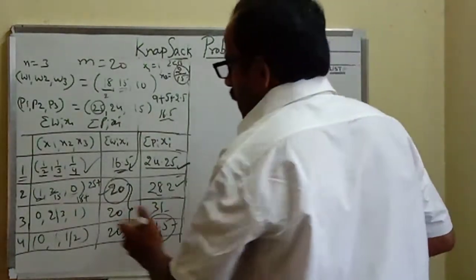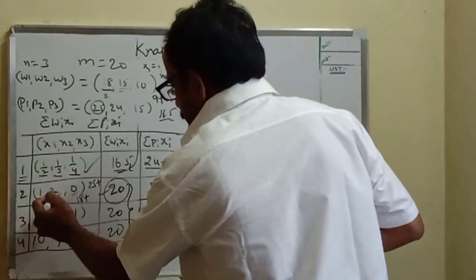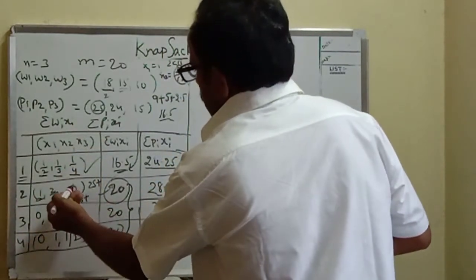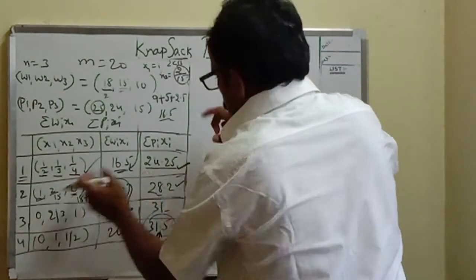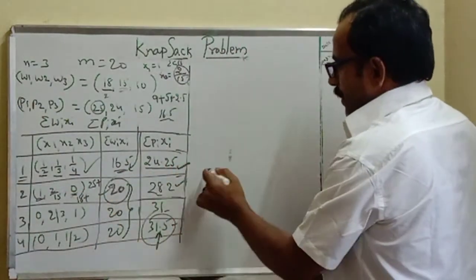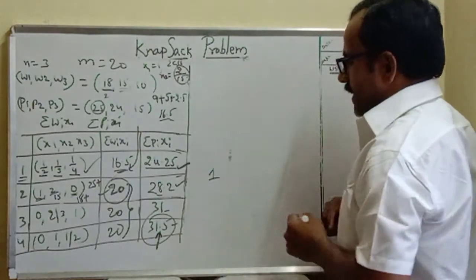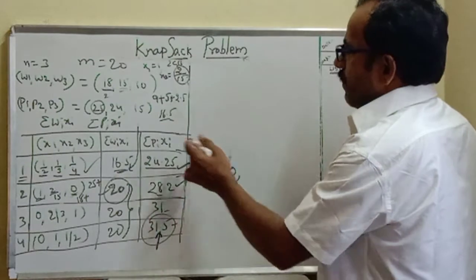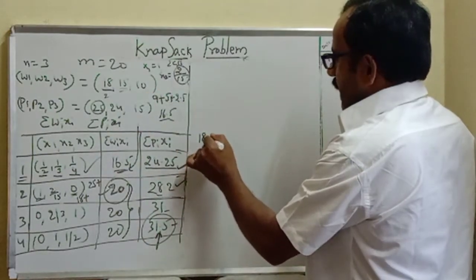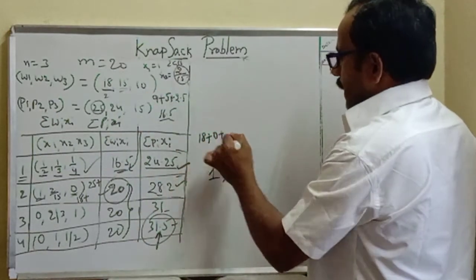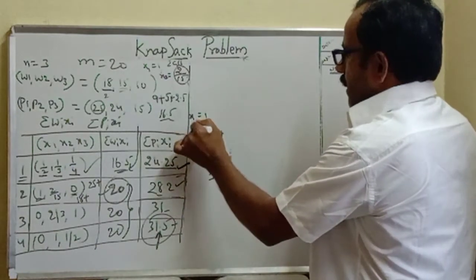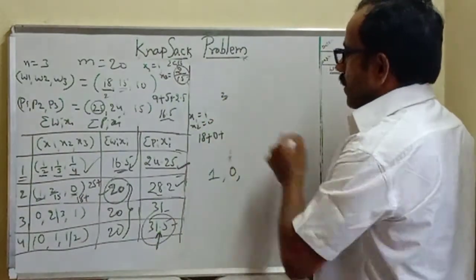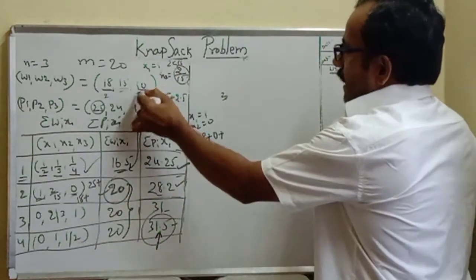Second possibility is, of course, we can also make this 1 and make this 0, and extract the portion from the third item. Suppose I write one more solution. Suppose you consider the first item completely, omit the second item, and from the third item extract the fraction. The first item weight is 18 units, the second item we omitted completely. So x1 equal to 1, x2 equal to 0. What is x3 now? Remaining capacity is 2 units and the item weight is 10 units.